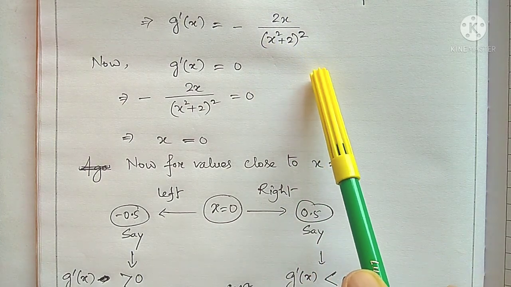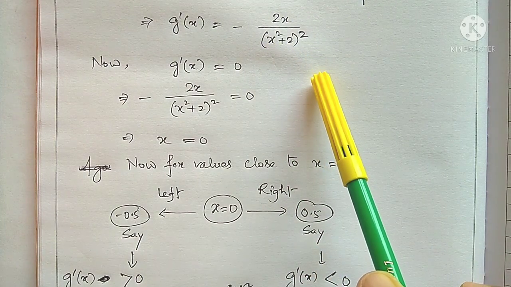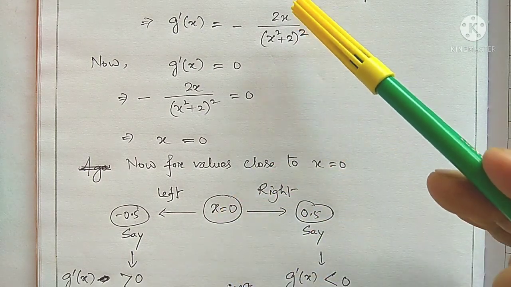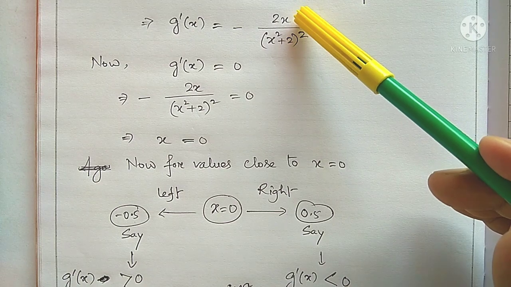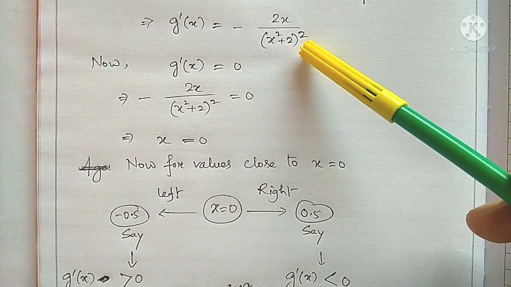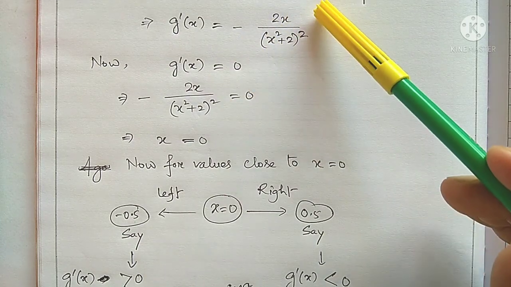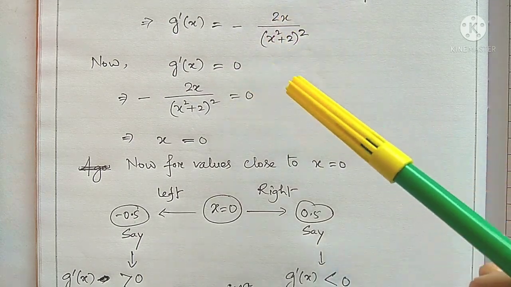So here is one more thing. If we apply the second derivative, you see the numerator has x, as well as the denominator also has x. So if we put 0 here after differentiation, it is of the form 0 by 0.